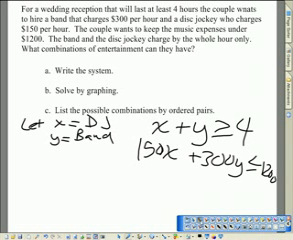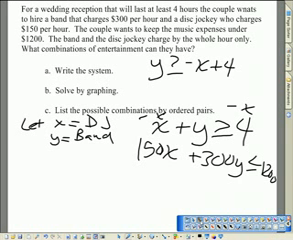Okay, what's the first problem with this system? It's not in slope intercept. This top one will be easy. I go ahead and subtract my x from both sides, and the top one becomes y is greater than or equal to negative x plus 4. Alright, which I can easily graph. Negative x plus 4.